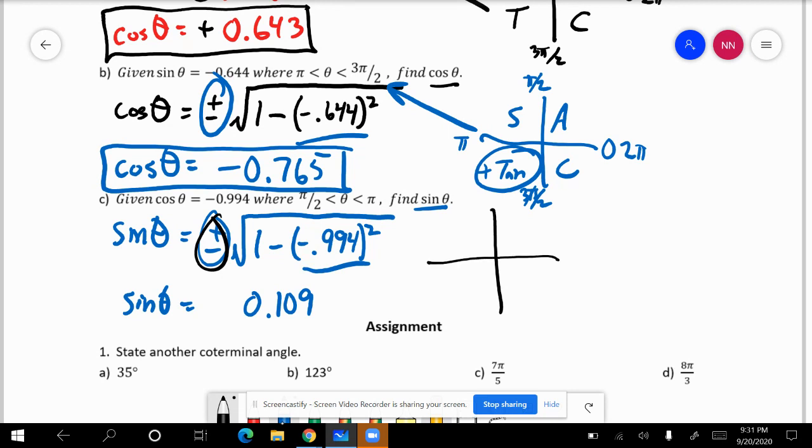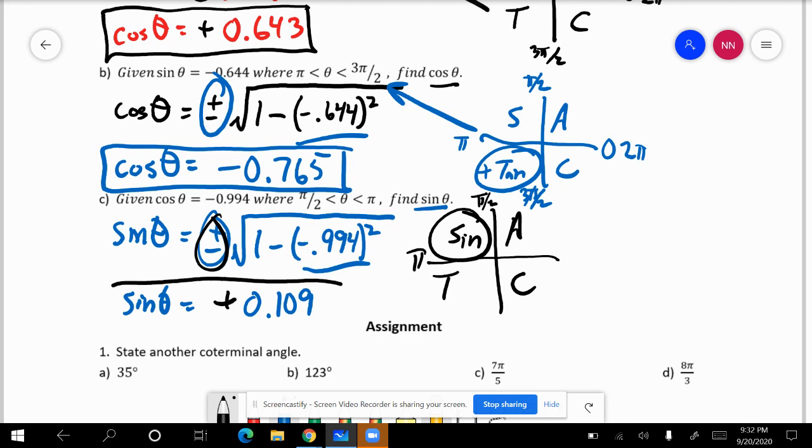Once again, we have to decide, is it positive or is it negative? We have pi halves and pi. Pi halves and pi would be the second quadrant. All students take calculus. Sine is positive, so that means that we have a positive answer right here.